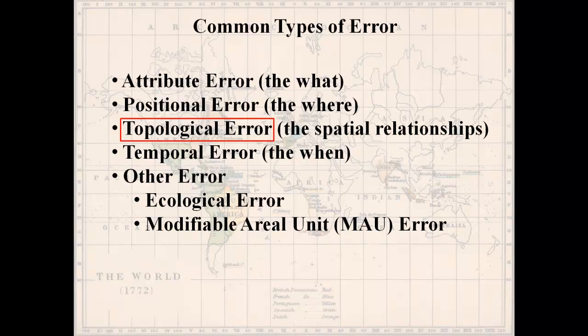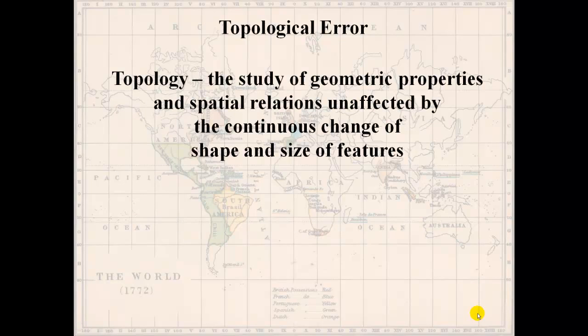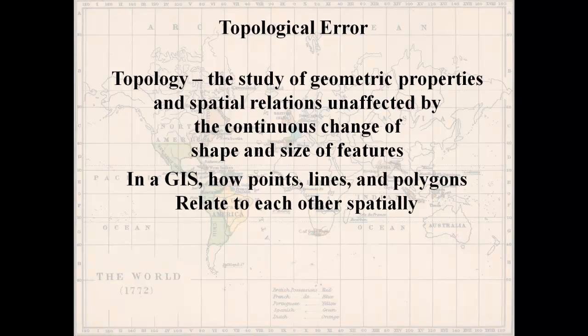I haven't talked about topology yet, but topology is kind of a special thing that involves relations between spatial objects, okay? And topological properties are properties that aren't affected by, let's call it, a stretching or a compressing or a bending of your surface. So you can think of it as a rubber sheet. When you stretch it or compress it, the topology remains the same. So in GIS, what does that mean? It's how points, lines, and polygons relate to each other spatially.